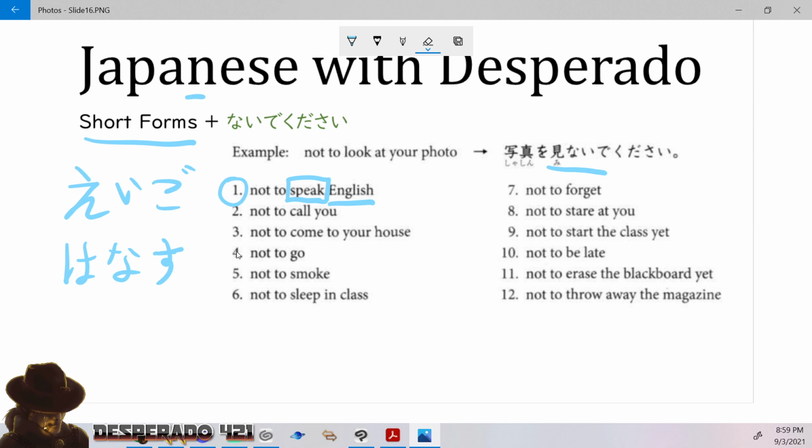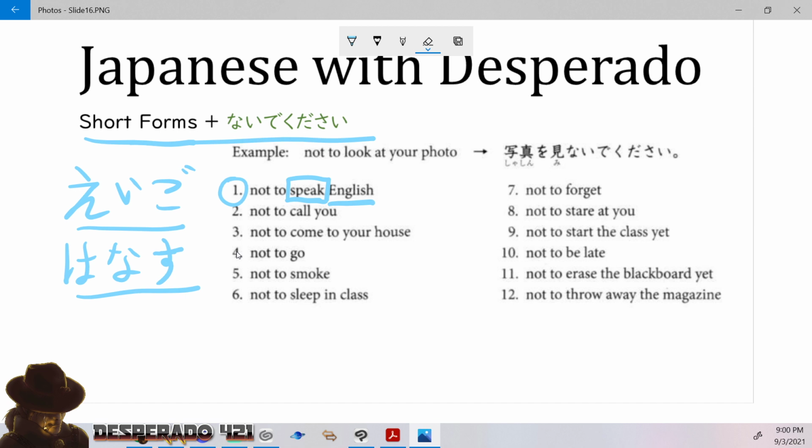So let's try and put this all together in one sentence. Are you doing this one, Alex, or is it me? Go ahead. I'm assuming Ager goes first. Yep. And then the example sentence is right up there to help you. So, Eigo o hanasanai de kudasai. Very good. One more time. Eigo o hanasanai de kudasai. Very good.